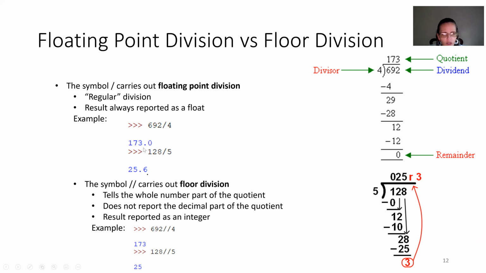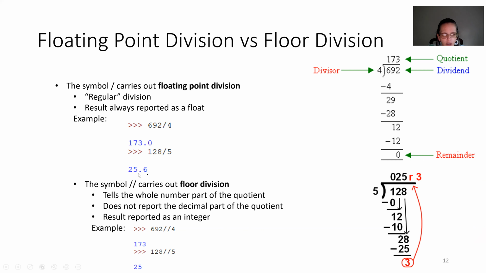It will do this division, and it will always report a point something. So if there's no decimal, it will fill in 0. And this is part of the clue that we are doing the division in the floating point style. Okay, and here's another example, 128 divided by 5, and this is showing 25.6, which is more or less probably as you would expect.